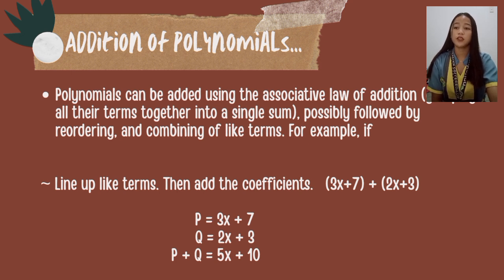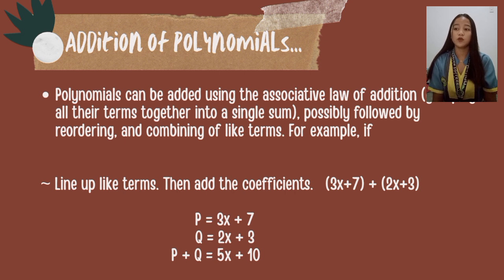For example, we line up like terms, then add the coefficients: 3x plus 7 plus 2x plus 3. So, how did I get the answer? P plus Q is equal to 5x plus 10. The 3x plus 7 is the first polynomial, and the 2x plus 3 is the second polynomial. And as you can see, the operation that we use is addition. So we are going to add them. 3x plus 7, and we'll add it to another polynomial, 2x plus 3.